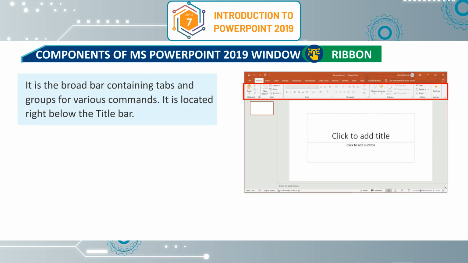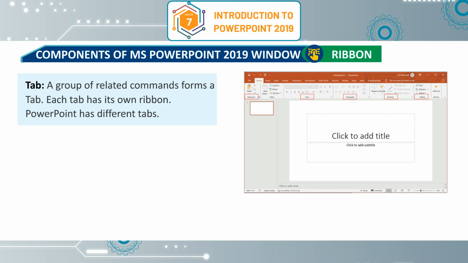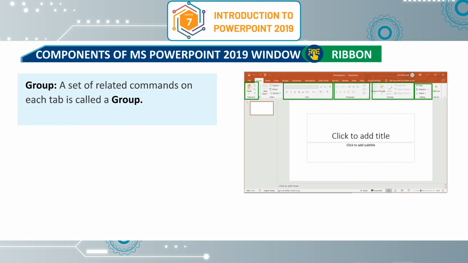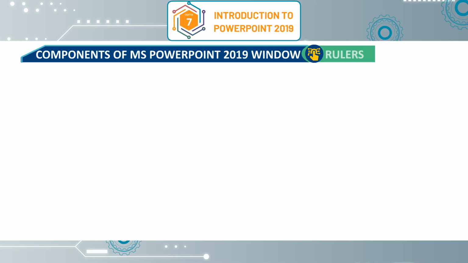Ribbon. It is the broad bar containing tabs and groups for various commands. It is located right below the title bar. Tab. A group of related commands forms a tab. Each tab has its own ribbon. PowerPoint has different tabs. Group. A set of related commands on each tab is called a group.